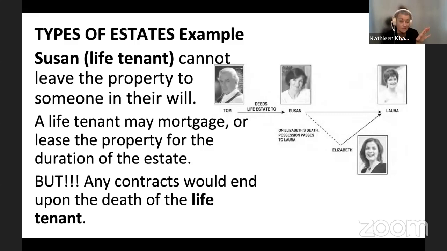We know Tom has been living his best life. I'm going to lease the property to somebody else. I'm going to go travel the world. She has the rights to everything involved with that property, even if it was an income producing property, as long as Elizabeth is still living. The kicker is any contracts would end upon the death of the life tenant.